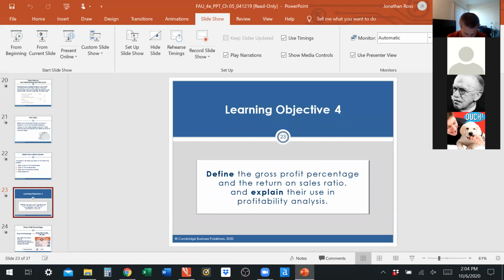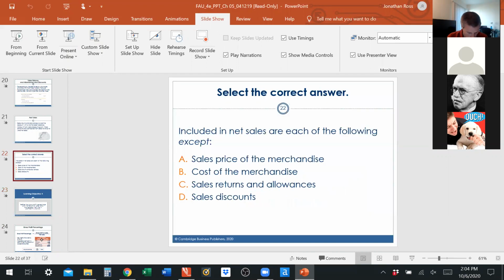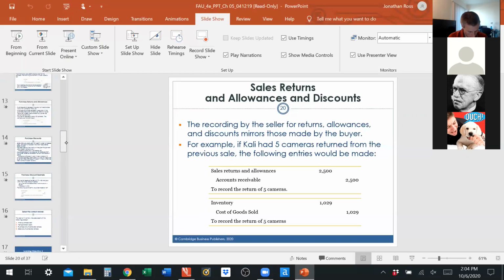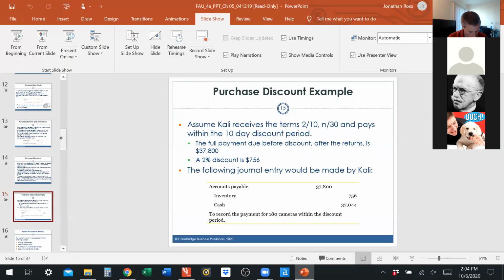Define the gross profit percentage and the return on sales ratio and explain their use in profitability analysis. Actually, before we do that, I'm going to jump ahead to Appendix A of chapter 5, and we're going to do each of these journal entries, but from the perspective of Kaylee being a periodic inventory company instead of a perpetual inventory company.